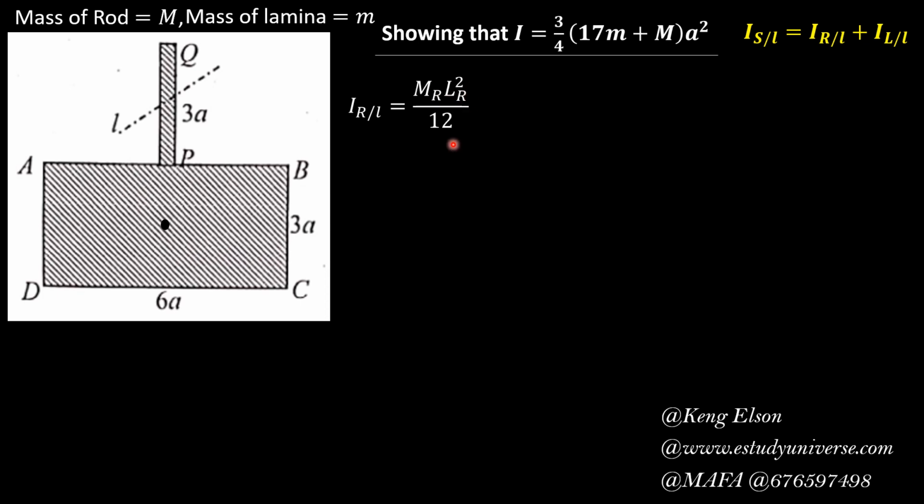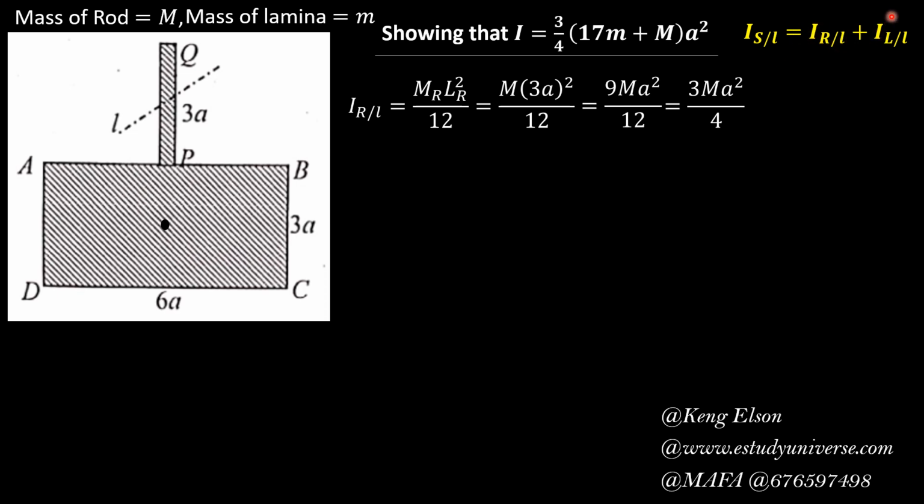Okay, so this is the standard result. I just generated the standard result so that if the length of the rod is given to you, you just need to replace here. The mass of the rod was given as capital M. The length of the rod is 3a. We have to square it before dividing by 12. So this gives you 9Ma² over 12, which simplifies to 3Ma² over 12. We are done with the first quantity.